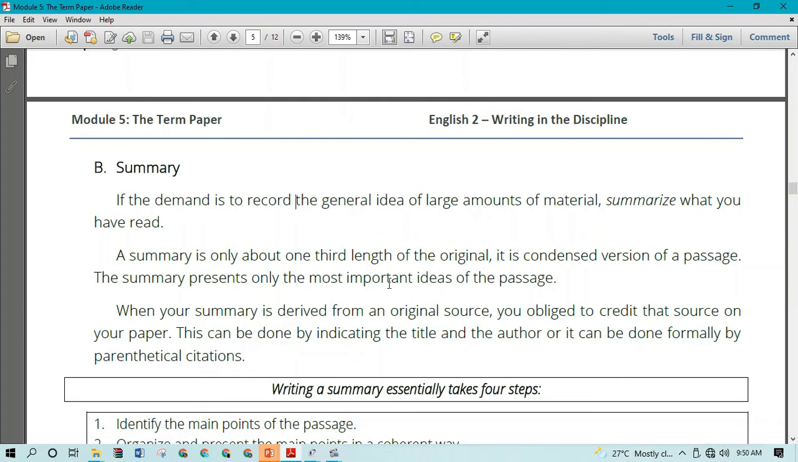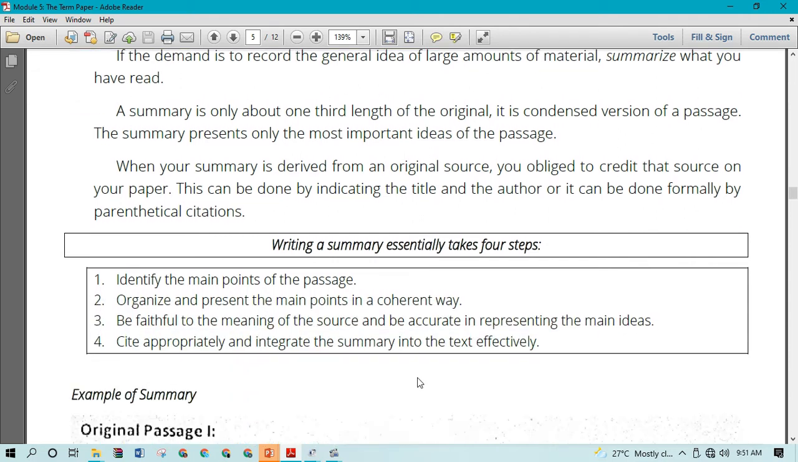Okay, in summary, we can summarize what you have read if the demand is to record the general idea of large amounts of material. A summary is only about one-third the length of the original, and it is a condensed version of a passage. The summary presents only the most important ideas of the passage. When your summary is derived from an original source, you are obliged to credit that source in your paper, and this can be done by indicating the title and the author, or it can be done formally by parenthetical citations.